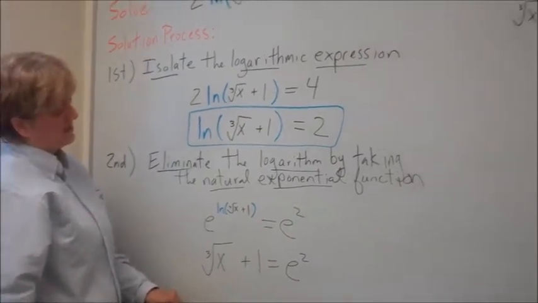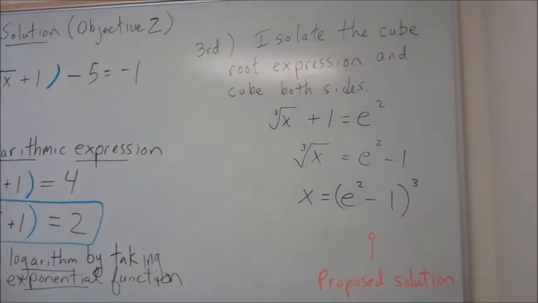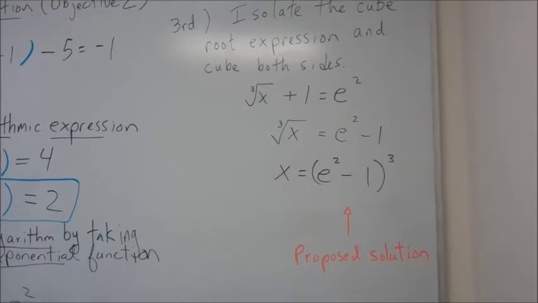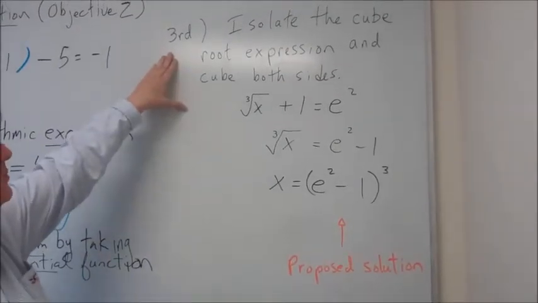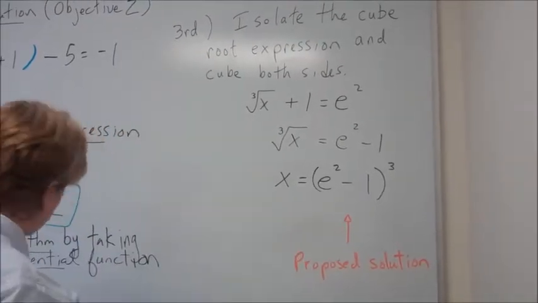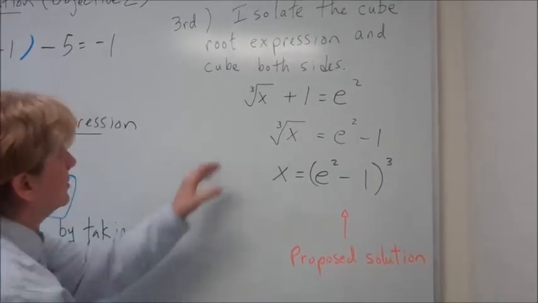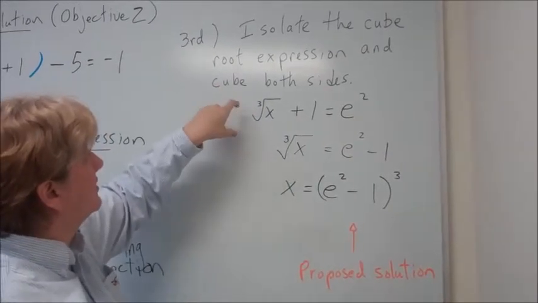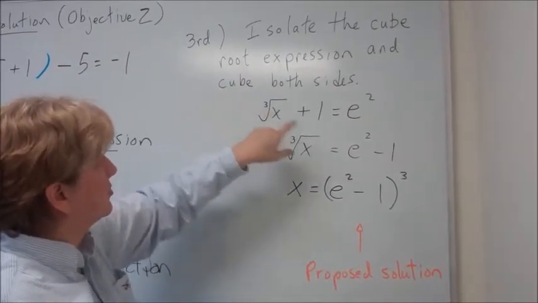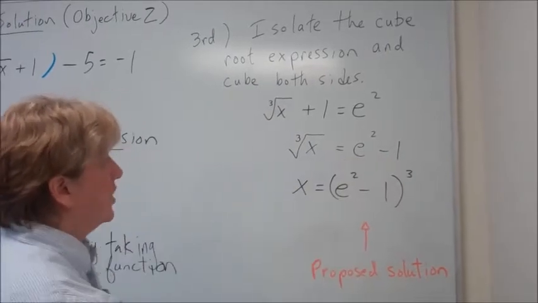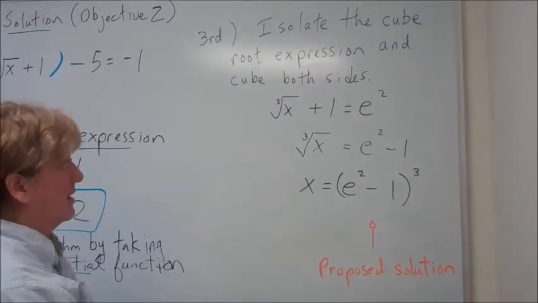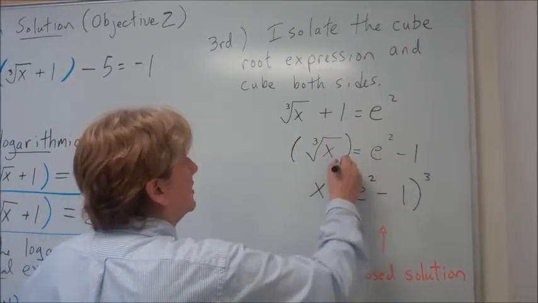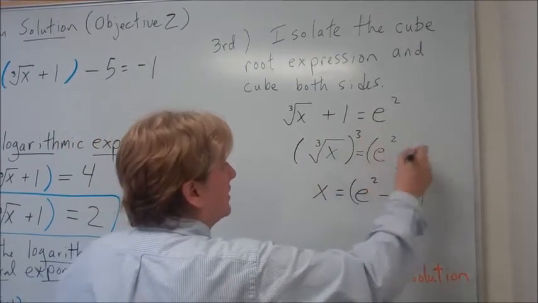Our next order of business, once we have eliminated the logarithm and now have a cube root, or radical equation, is to isolate the cube root and cube both sides. So here's our cube root of x plus 1 equals e squared. The only thing we need to do to isolate the cube root expression is subtract 1 from both sides. Once we have an isolated radical, in this case the cube root, we will eliminate the cube root by cubing both sides.